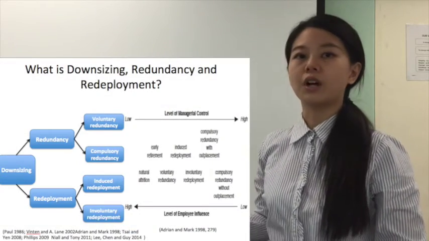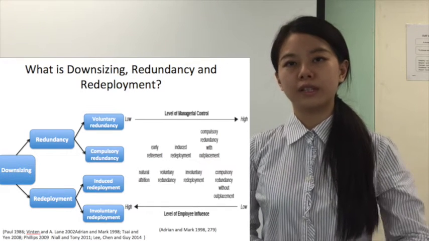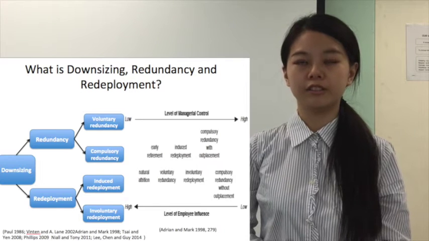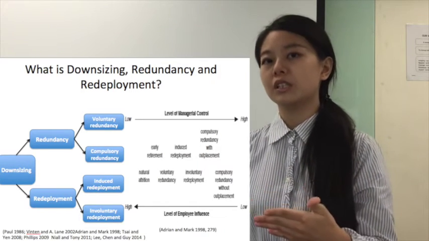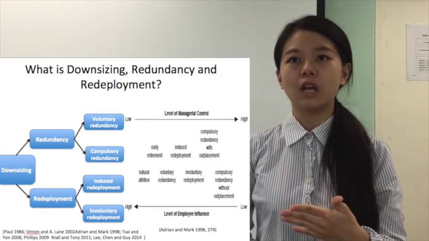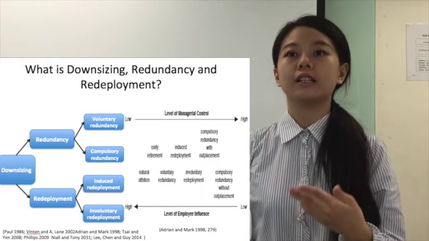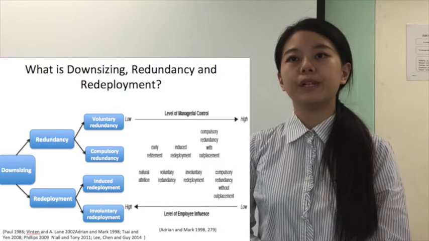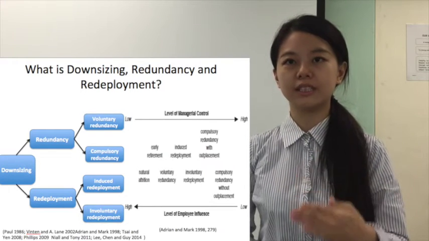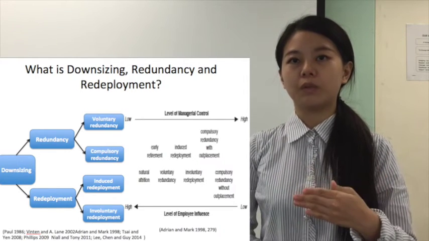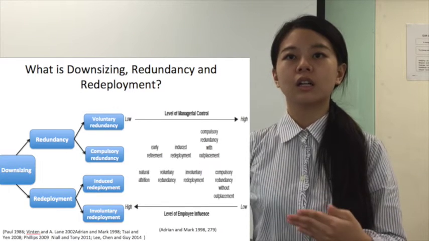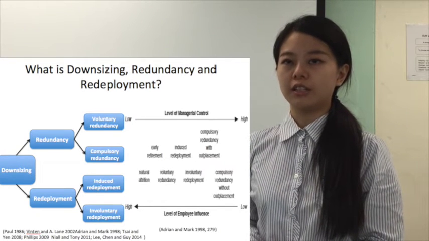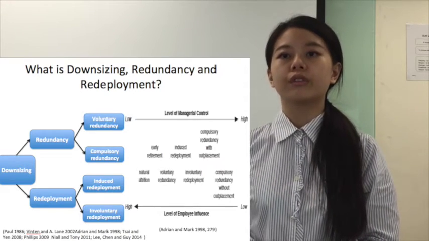So in this flow chart, you can see downsizing can be divided into redundancy and redeployment. And redundancy includes voluntary redundancy and compulsory redundancy. When you go into a redundancy process, voluntary is the first stage, where some people are positively encouraged to be redundant, and those people volunteer to be redundant in the company. And the second step is compulsory redundancy. The employees will be ceased from carrying on the business because the company wants to cut down its costs. On the right-hand side, there is a picture showing that different types of downsizing approaches have different levels of influence on employees.